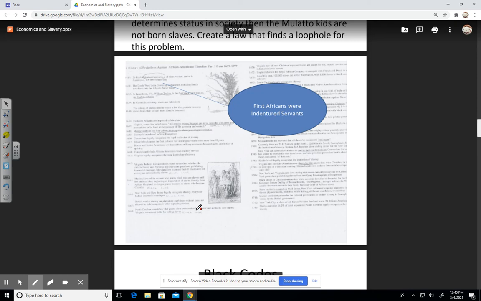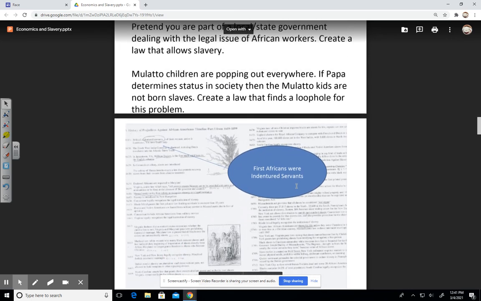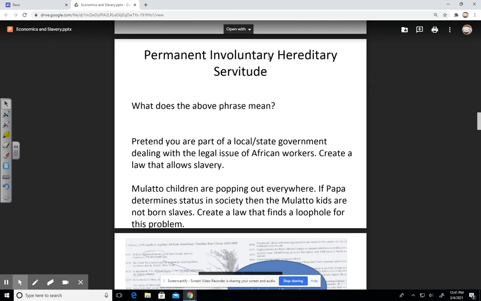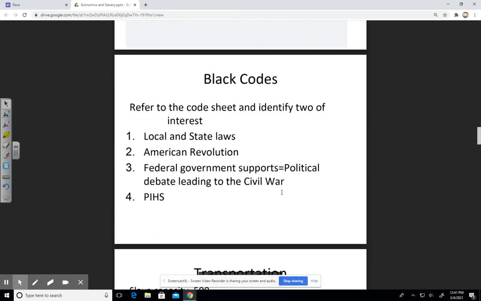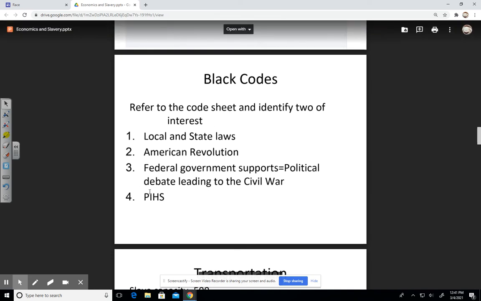But similarities do exist. We're talking about state laws that were passed to deny the rights of the indentured servant or the freed slave after the Civil War. And that's why I use this particular language here, permanent involuntary hereditary servitude, and the fact that there seems to be sexual relationships developing with the slaves and non-slaves. So the black codes, we already addressed some of these. And again, the goal is to create permanent involuntary hereditary servitude. That seems to be the end goal.